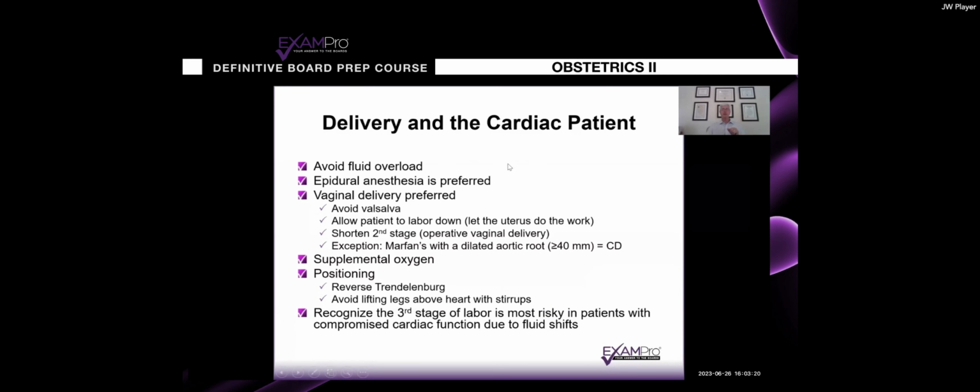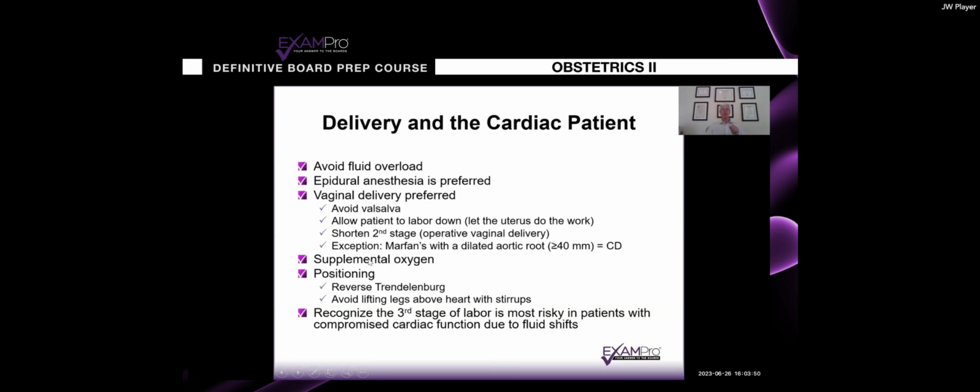So how do we manage these patients then in labor and delivery? We do want to be careful with IV fluids. Regional anesthesia is definitely the preferred way to go, and vaginal delivery, if at all possible. This is one of those indications for maybe shortening the second stage of labor with an operative vaginal delivery, and also just letting the patient labor down so that Valsalvating and pushing is minimized at this time. The exception, obviously, is Marfan syndrome, but you don't necessarily have to know that unless you have somebody on your case list with Marfan syndrome.